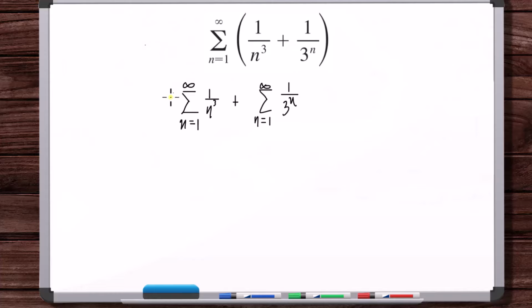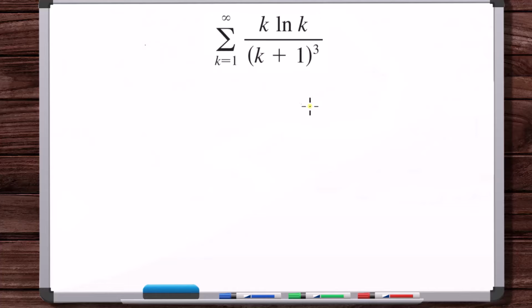Okay, this is a p series with p greater than 1. This is convergent. This is a geometric series with r equal to 1/3, the absolute value of which is less than 1. That's convergent. So this is convergent. We're just adding a p series with p greater than 1 and a geometric series with the absolute value of the common ratio less than 1.